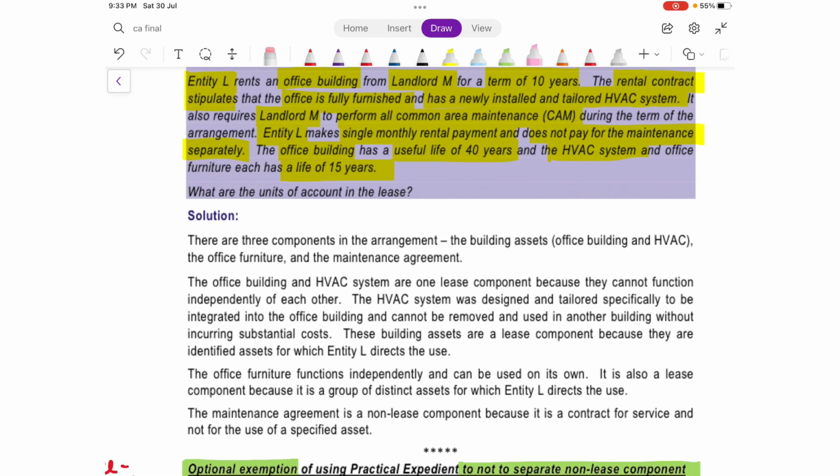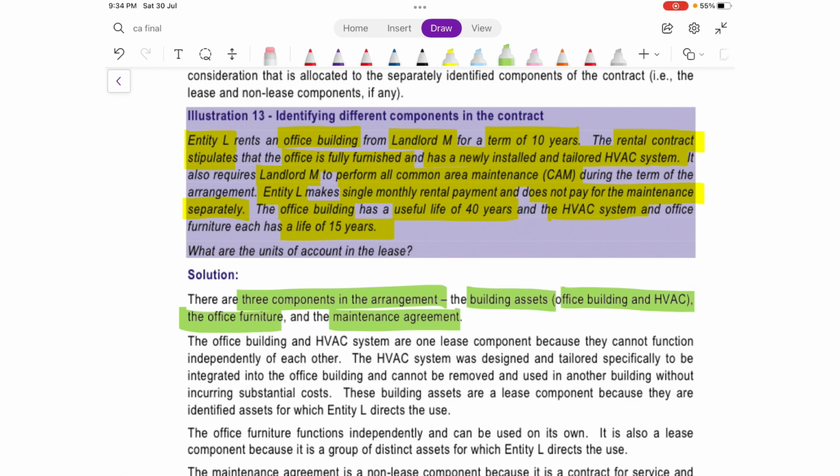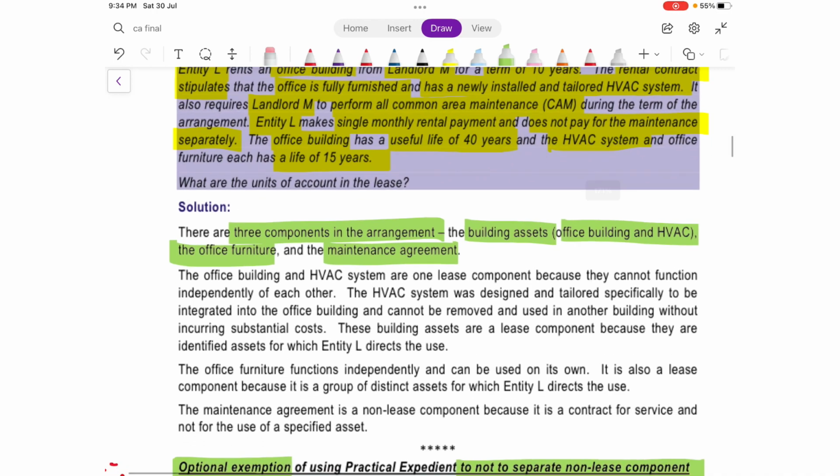Here they are saying that there are 3 components in the arrangement. One is a building asset, that is the office building and HVAC. The office furniture is one more component, and then the maintenance agreement is one more component. So there are 3 components. One, you are taking the office building on lease, along with the HVAC system, because the HVAC system is installed in the building itself. Office furniture is a separate item, and then the maintenance agreement is a separate item.